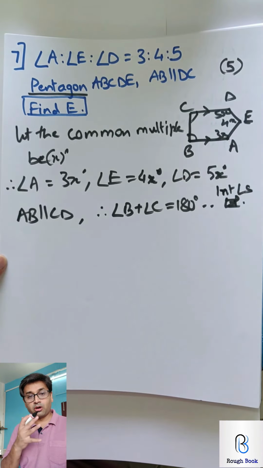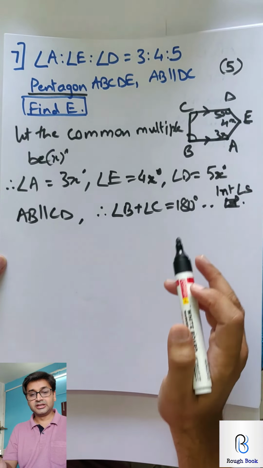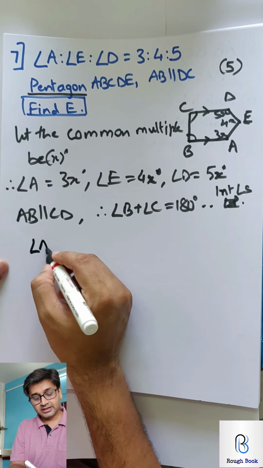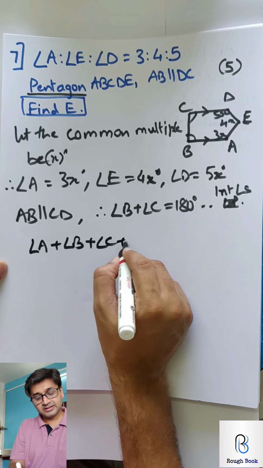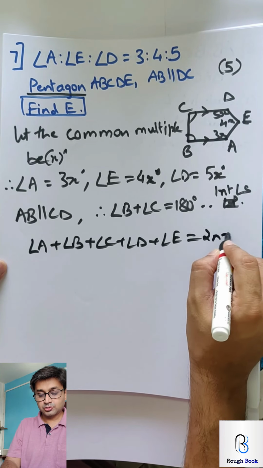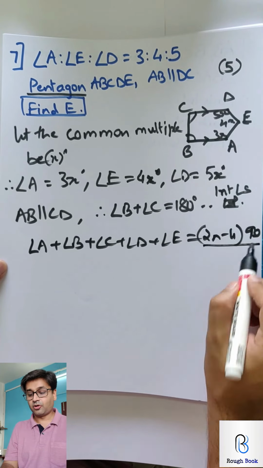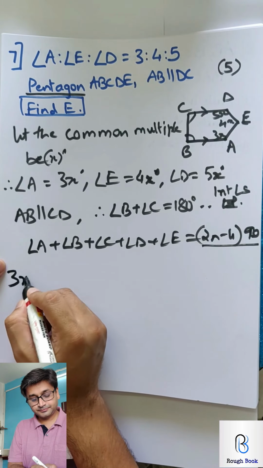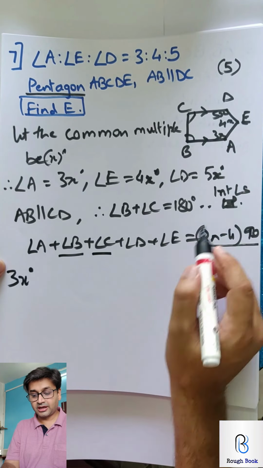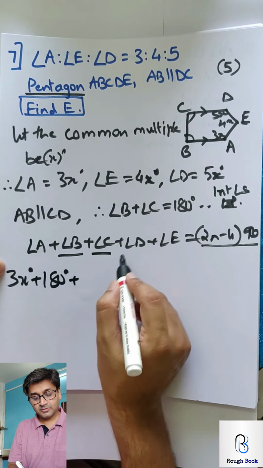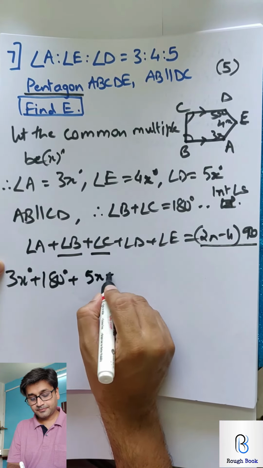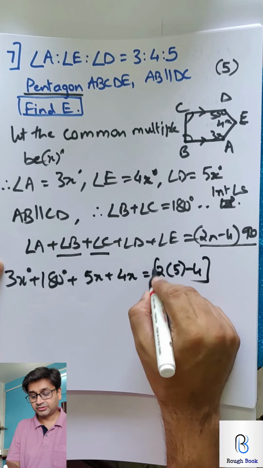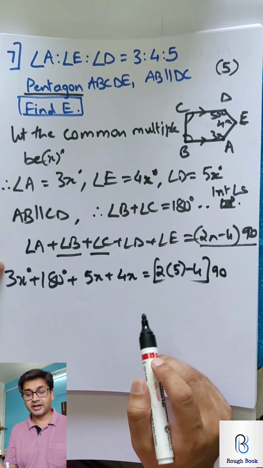So did we manage to get all 5 angles in some term at least? And then the total of all the 5 angles, you know the formula. Come on, apply it. So angle A plus B, C, D and E is 2n minus 4 into 90. That is the sum of all the interior angles. So A we said is 3x, B plus C together is 180, D is 5x and E is 4x. Total is 2 into 5 minus 4, because it's a 5-sided figure, pentagon, so I am putting n as 5.